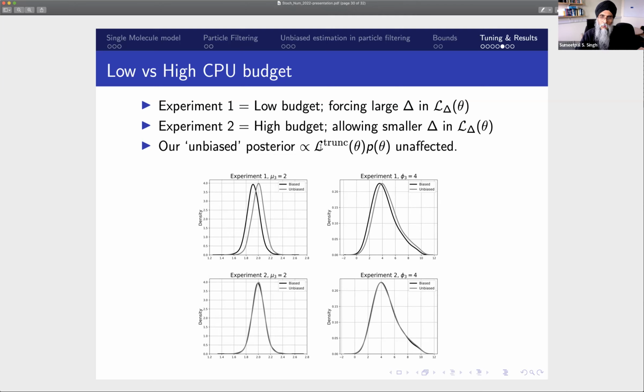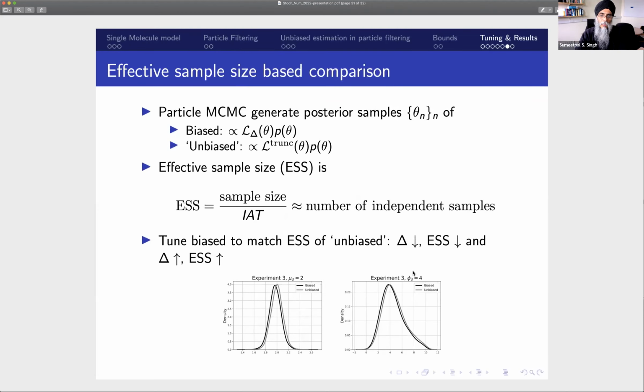But if you have a high CPU budget, as expected, the naive method starts approaching the method we are proposing, and the bias is small, perhaps even negligible. But the most important thing is that our posterior for a small CPU budget and a high CPU budget is effectively unaffected. Okay, and it's close to the truth. In fact, it's extremely close. The difference wouldn't even be discernible. I think I can just say something about the last experiment.